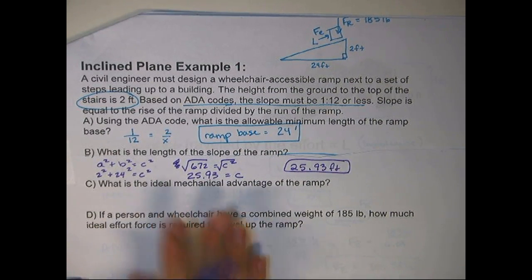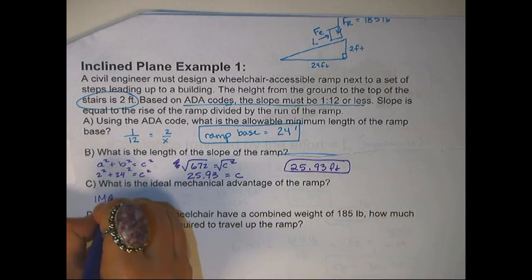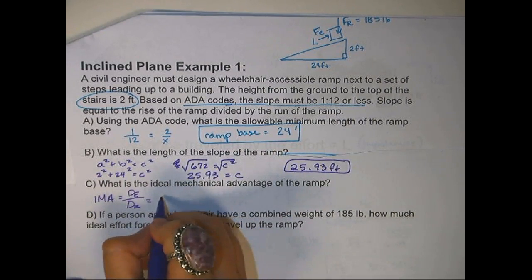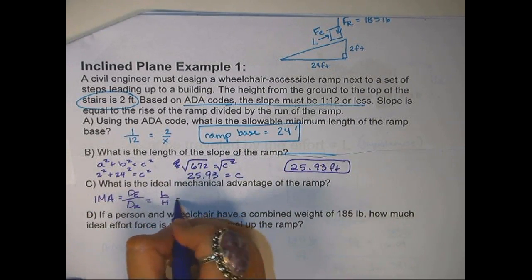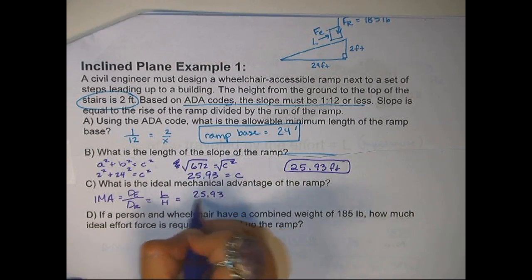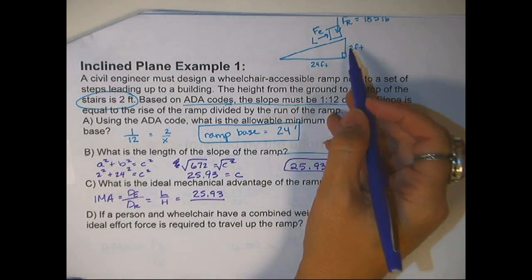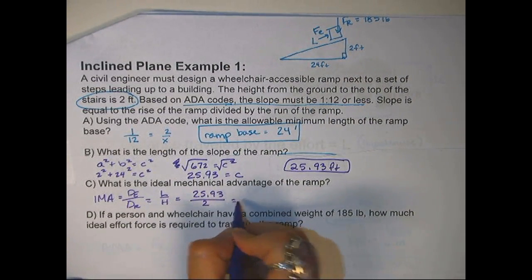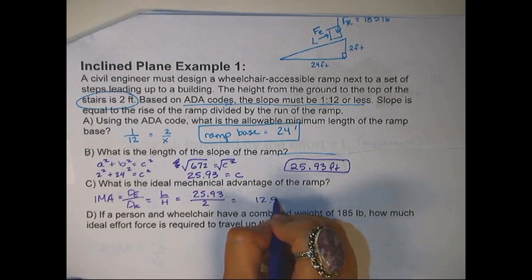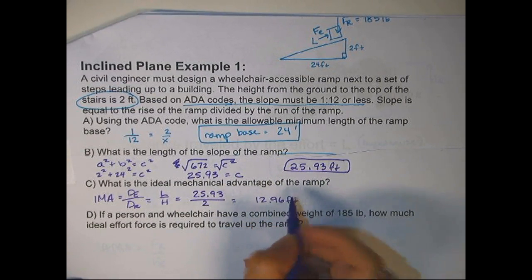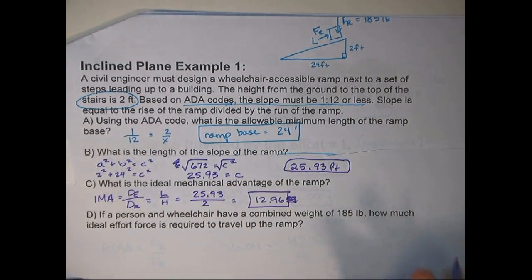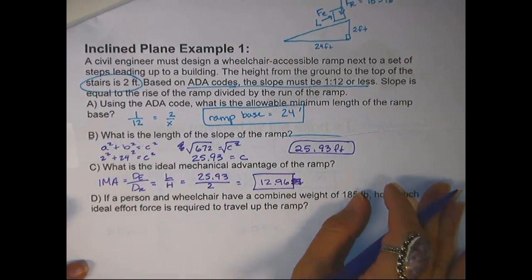Now let's find our ideal mechanical advantage. IMA equals DE over DR, or we could use the formula L over H. DE and L are 25.93, and H was the 2 foot right here. Divide that and we get 12.96. I'm sorry, not feet. 12.96 is our mechanical advantage. Almost a mechanical advantage of 13.